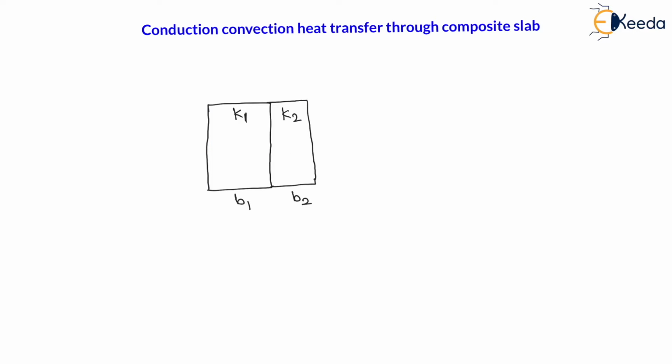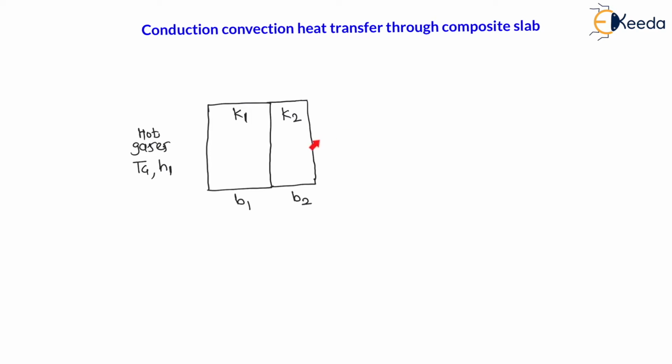And my dear students, through this slab there will be conduction, and we are also considering the convection heat transfer from both sides of the slab. Let us say on the left side of the slab there is the outside, which has hot gases at temperature Tg, and the convective heat transfer coefficient is H1.